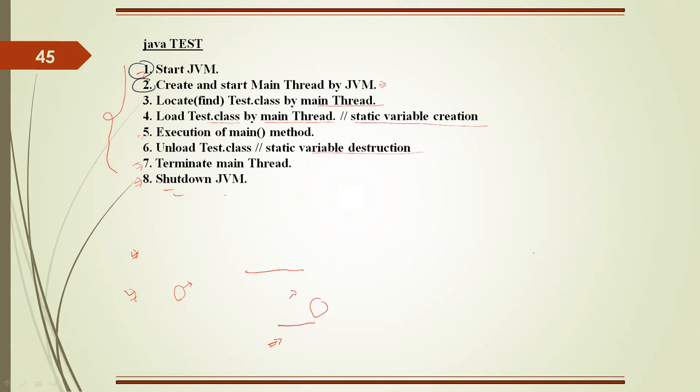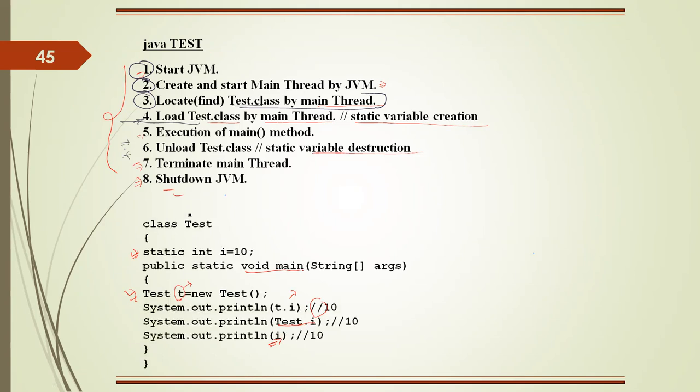Create and start the main thread by the JVM, and locate the test class. Find the class by the main thread and load that class. Static variables are created at the time of loading the class, then execute the main method. Unloading the test class destroys the static variables, then terminate the main method.